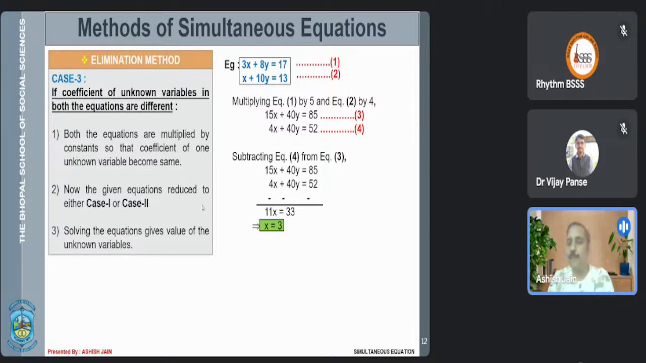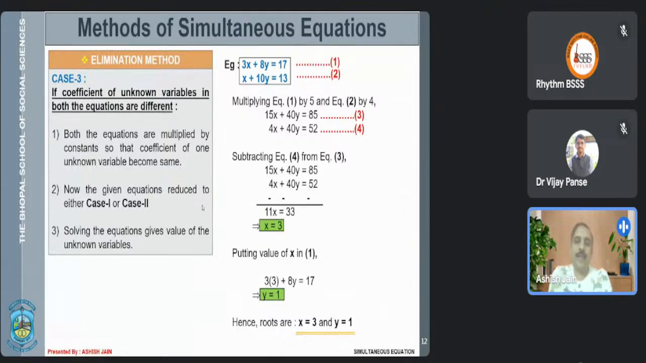Once I get the value of x, I can put it in any of the equation and get the value of y. It is very simple. So this is a very important method. We will try to solve all our problems by this method, whether we are told to or not, right? So this is called elimination method.